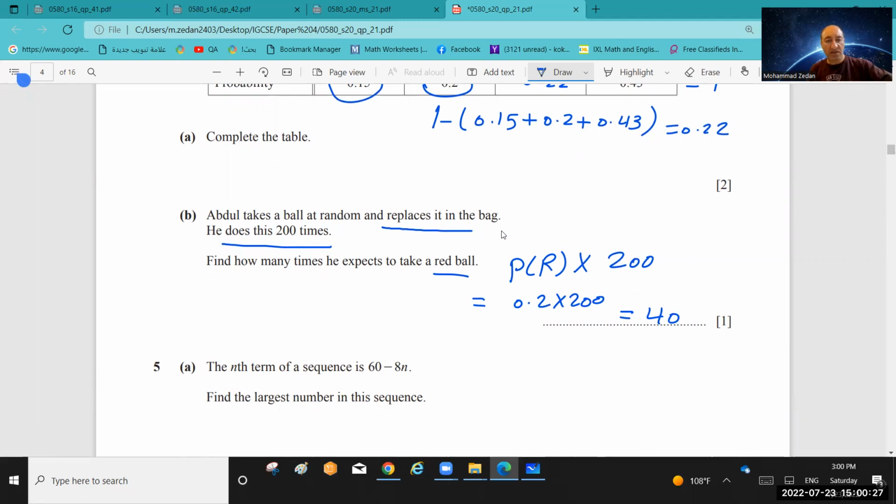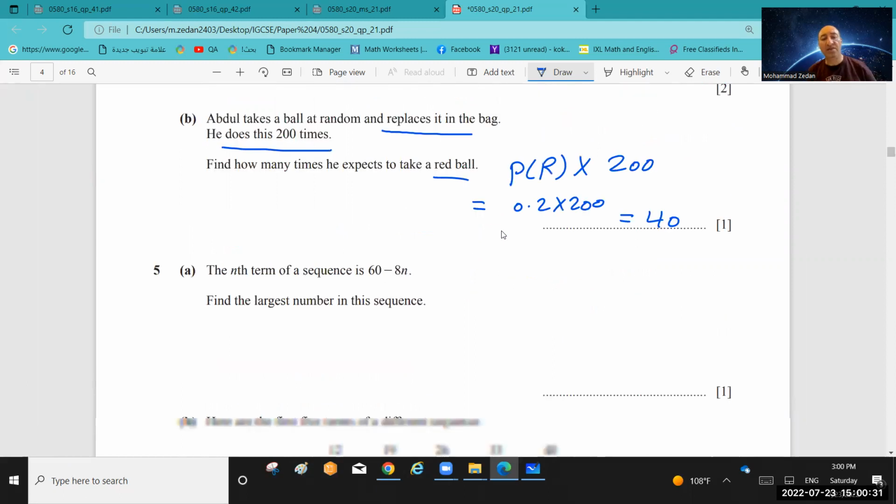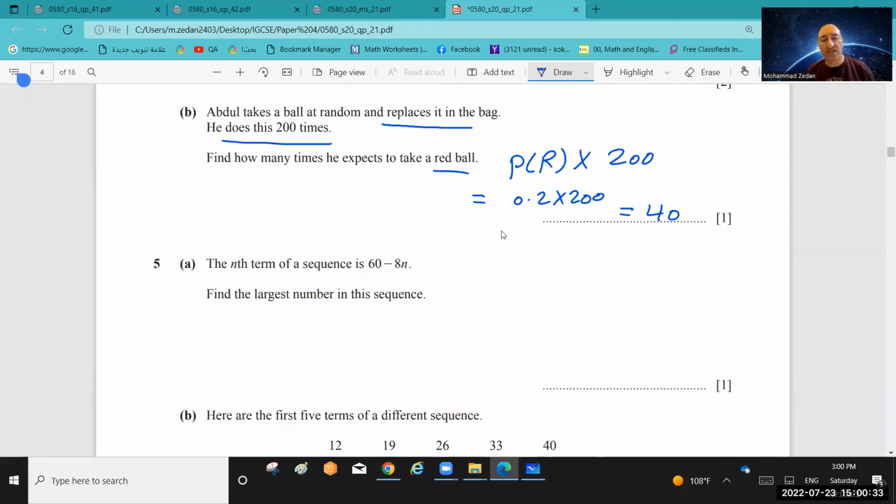The nth term of the sequence is 60 minus 8n. Find the highest number in this sequence. This sequence is decreasing. Start with 60 minus 8, and the second term is 60 minus 8 times 2, then 60 minus 8 times 3, and so on. So the biggest number here is the first term. The biggest term here is 52, because it continues subtracting 8. More 8 will be 44, and so on.